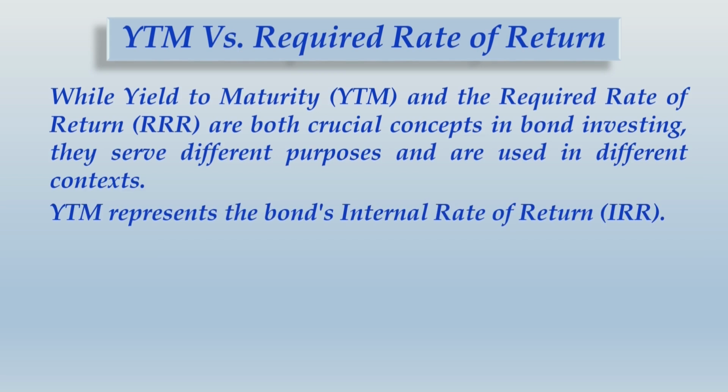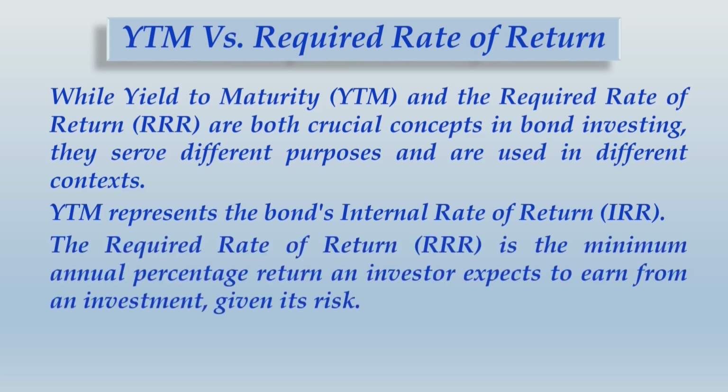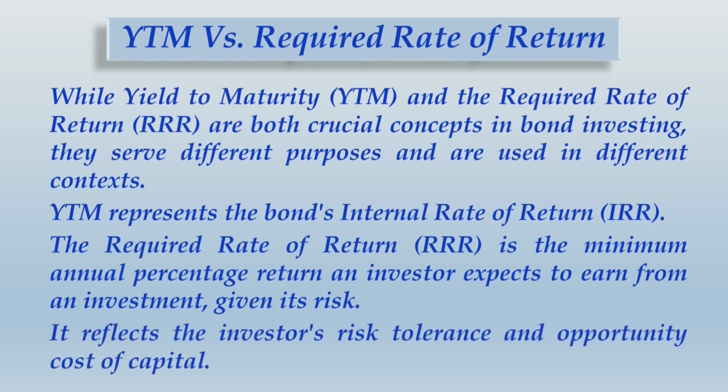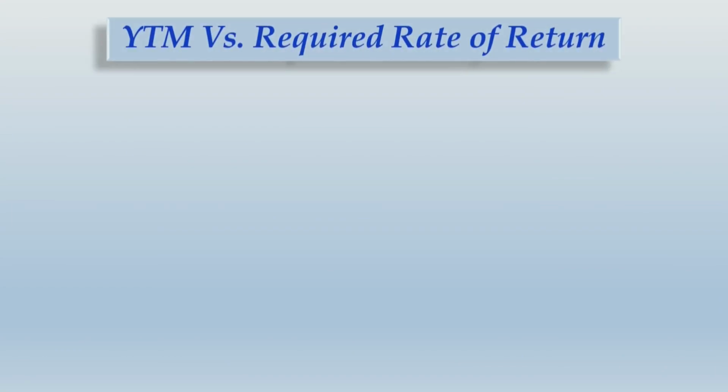YTM represents the bond's internal rate of return, that is IRR, and the required rate of return, that is RRR, is the minimum annual percentage return an investor expects to earn from an investment given its risk. It reflects the investor's risk tolerance and opportunity cost of capital. This is a very crucial line: RRR represents the risk tolerance as well as the opportunity cost of capital for the investor. Alright friends, once you have completed writing this whole thing, let us move ahead and continue writing further. YTM versus required rate of return.